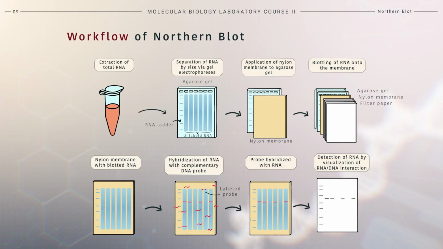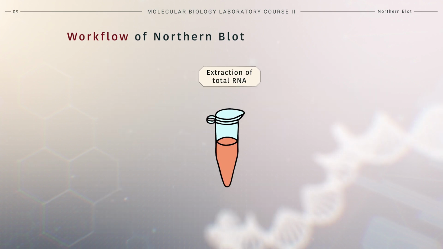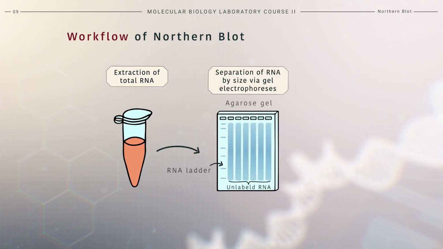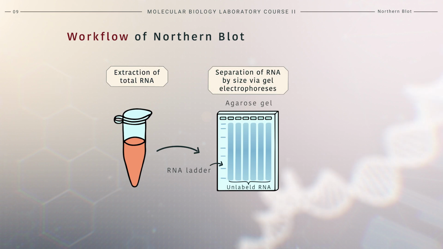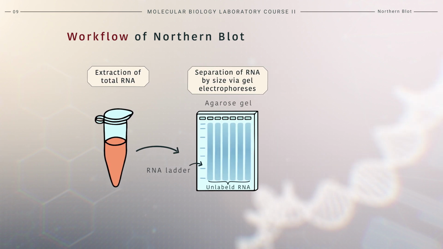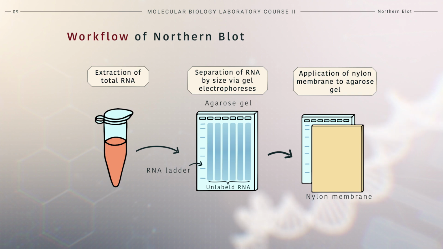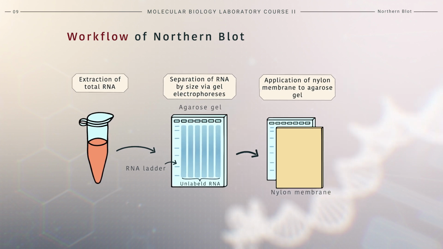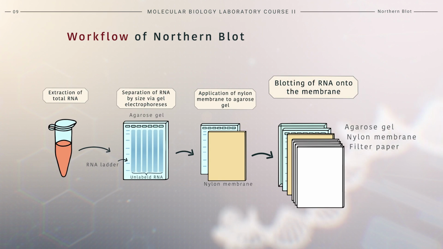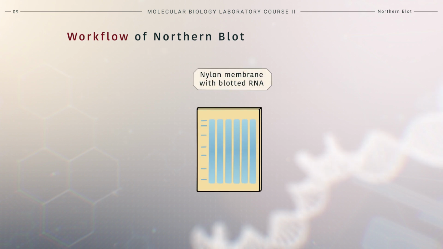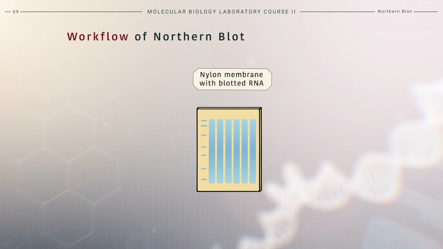Here you can see the workflow of northern blotting. The protocol begins with the extraction of total RNA from cells. Then, the RNAs are separated according to size using agarose gel electrophoresis. Following separation, RNA is transferred from the gel onto a nylon membrane. This is done by capillary transfer. Once the transfer is complete, the blotting membrane carries RNA bands retaining the same separation pattern.